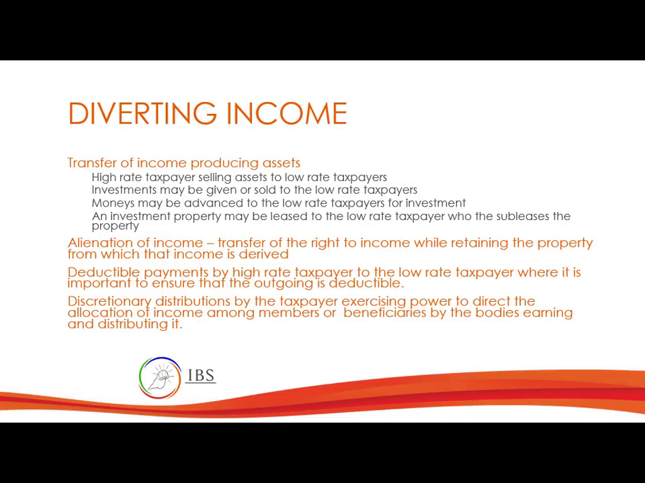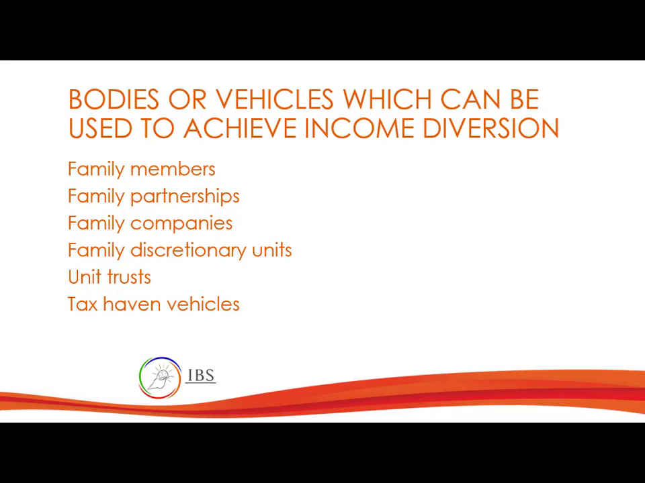What else? Deductible payments by high rate taxpayer to a low rate taxpayer, where it is important to ensure that the outgoing is deductible. Now, to whom can you actually transfer that possible property or income? How many members? If you're rich, you have several companies, give one company to one of your children. Give. Okay. Run it, do it. Okay. Family partnerships, family companies, discretionary units, unit trust, tax haven vehicles.